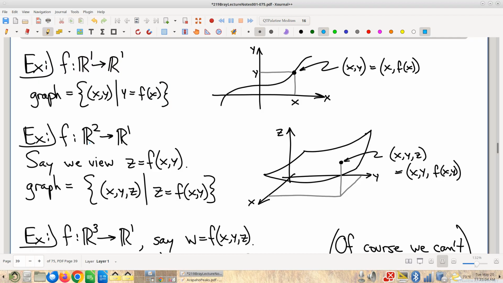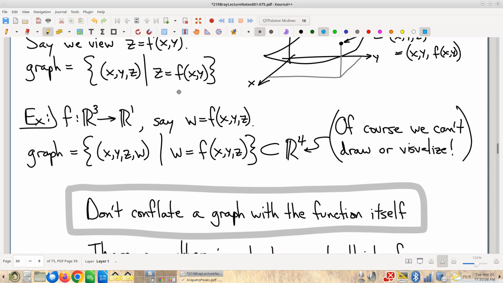So, heads up on the terminology. Please try to be careful. By the way, let me recognize.